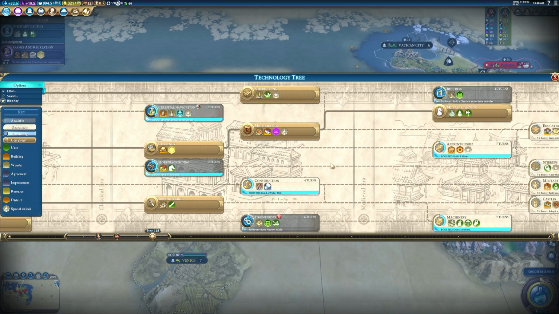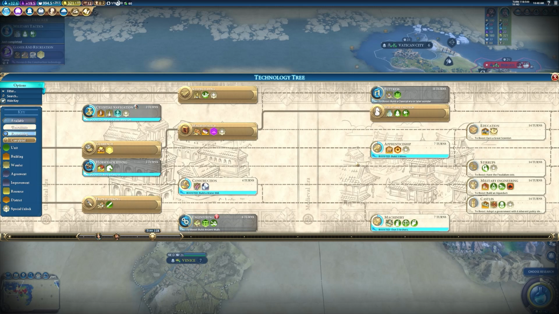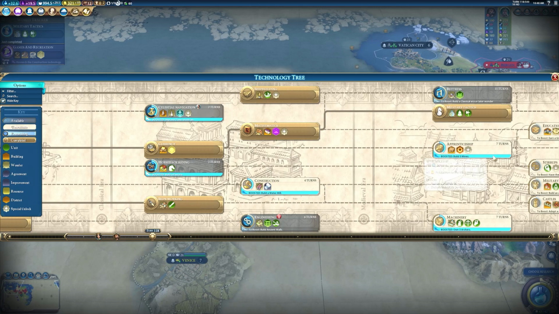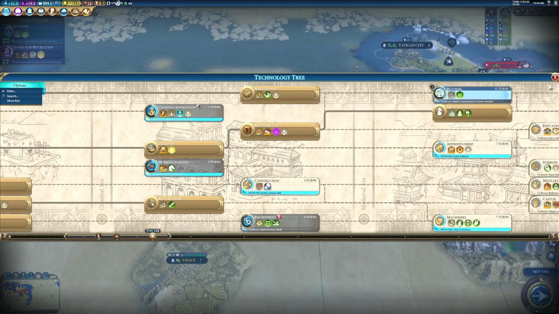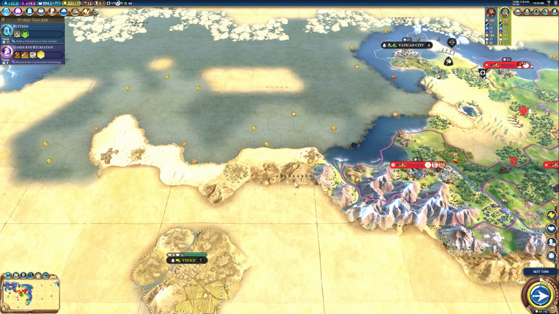Every tech has a required price of science. Now, these values change based on the speed of the game that you're playing. But every tech has a required value. Every turn, the total science from your civilization gets added into that bucket. And when you get the amount needed for the tech that you're researching, that technology unlocks.